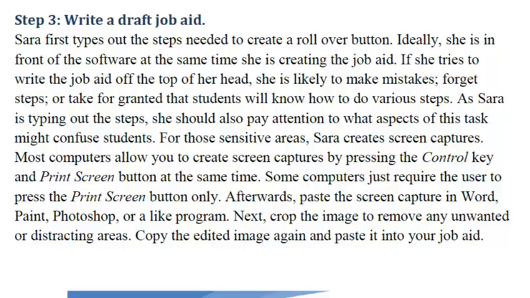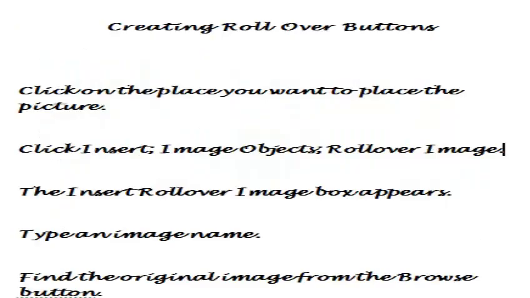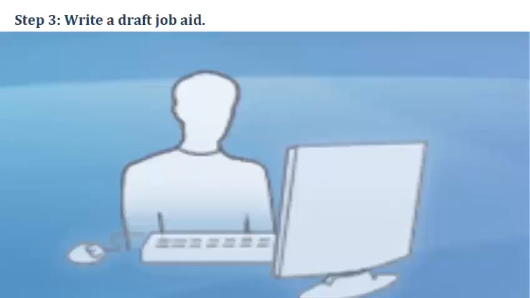So first she's going to sit down and type out the steps that are needed to create a rollover button, and ideally she's going to do this in front of the computer as she's creating the job aid because she doesn't want to do it off the top of her head. She's likely to make mistakes that way. Or she may take for granted that students will know certain steps or forget certain steps.